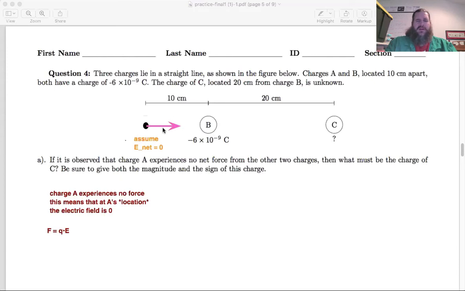And we can also figure out how strong it is. The electric field from B, we can use that formula we were looking at earlier, KQ over R squared, specifically K times charge B, divided by radius from B squared. But we want to cancel that out. We don't want an electric field at all. We want it to be zero. So we also need C to create its own electric field contribution in which direction?